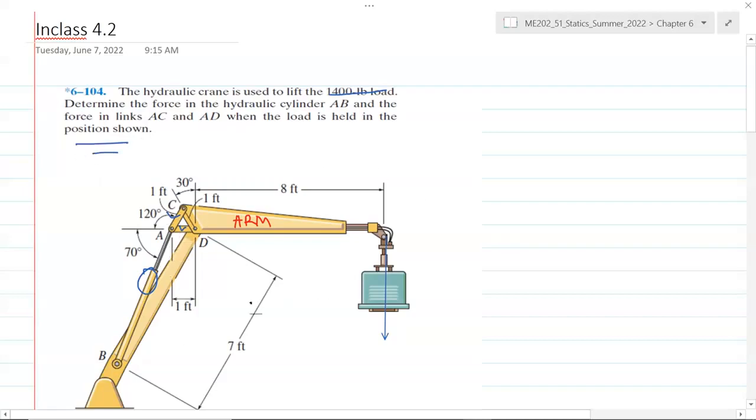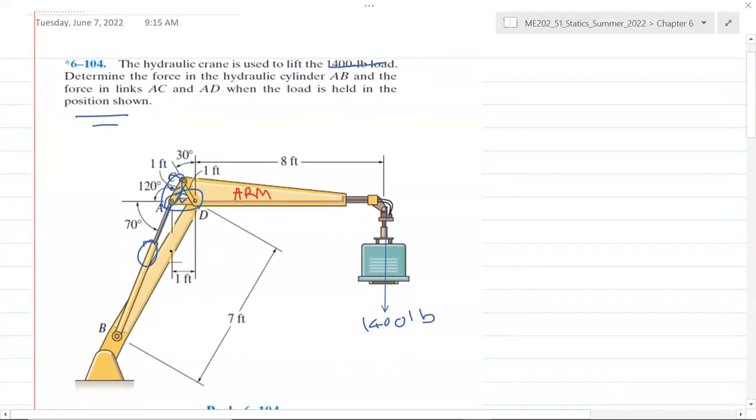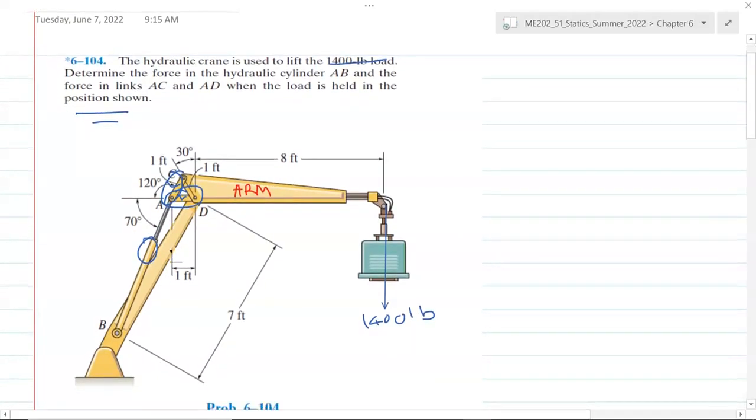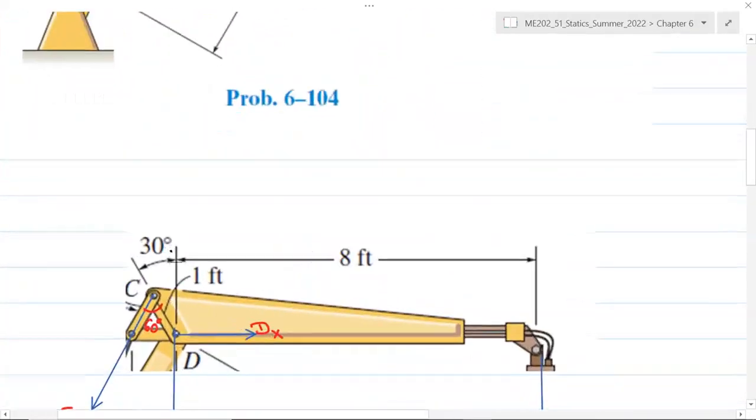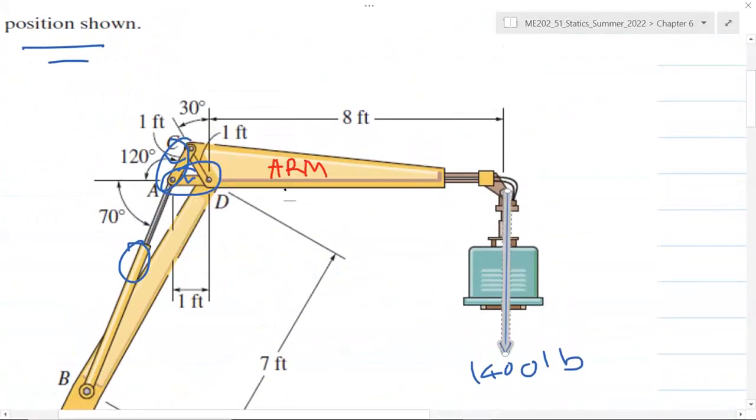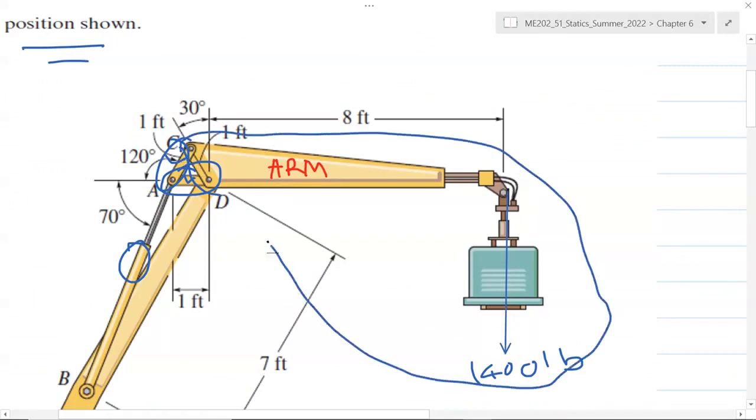So the system is in equilibrium and this is 1400 pounds, and we would like to know what are the forces in link CD, link AD, and hydraulic cylinder AB. The way we approach this problem is that, because this is related to machines and the members are multi-force members, we will draw two different free body diagrams. First, we will draw the free body diagram only for this arm. So we will disconnect this arm, include only joint C, joint D, and everything on the right side of it. So we just draw the free body diagram for this cantilever arm along with the load and joints C and D.